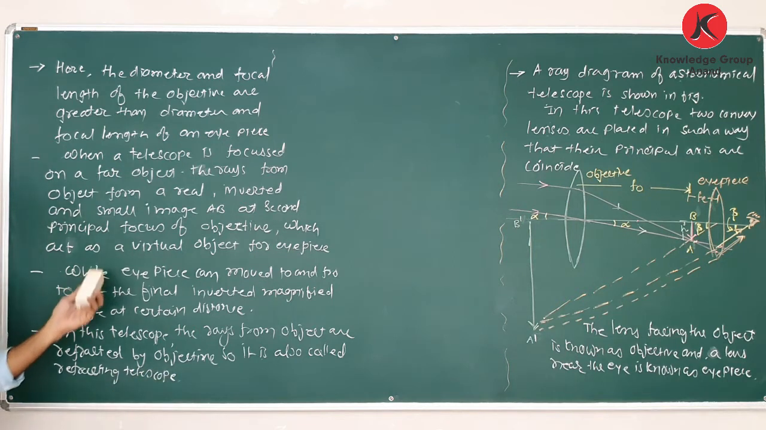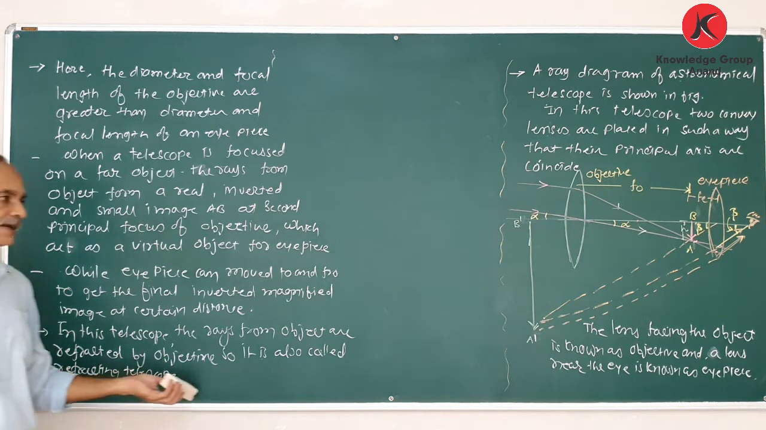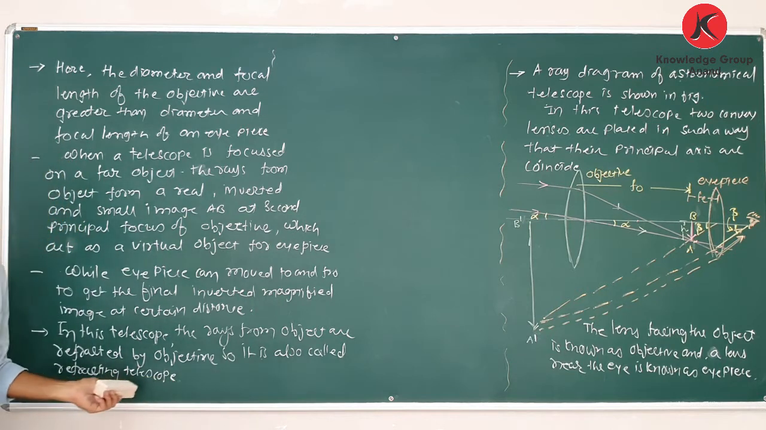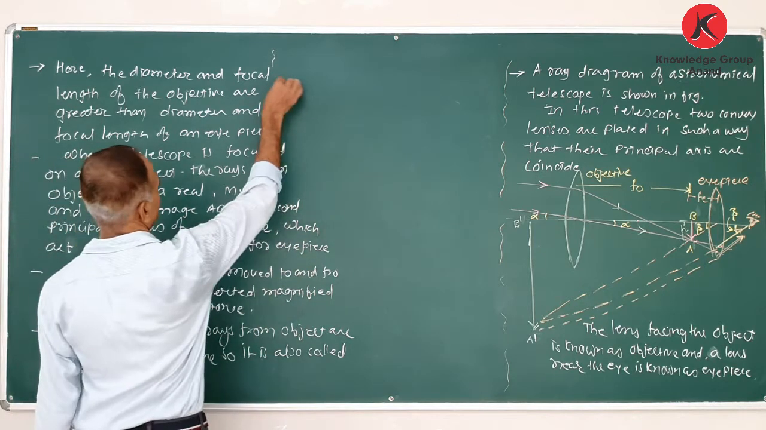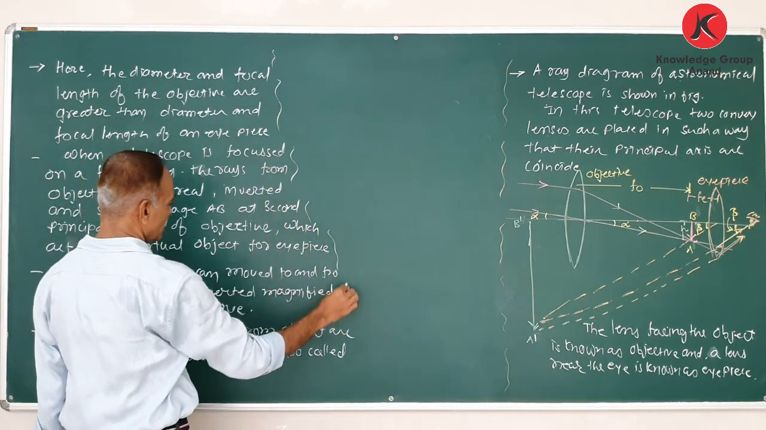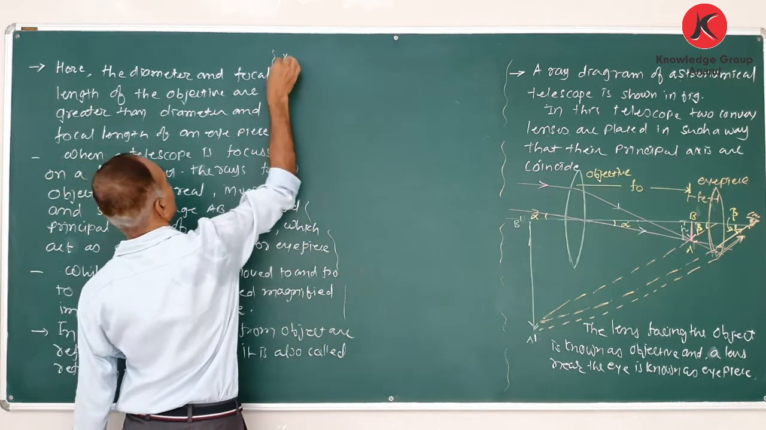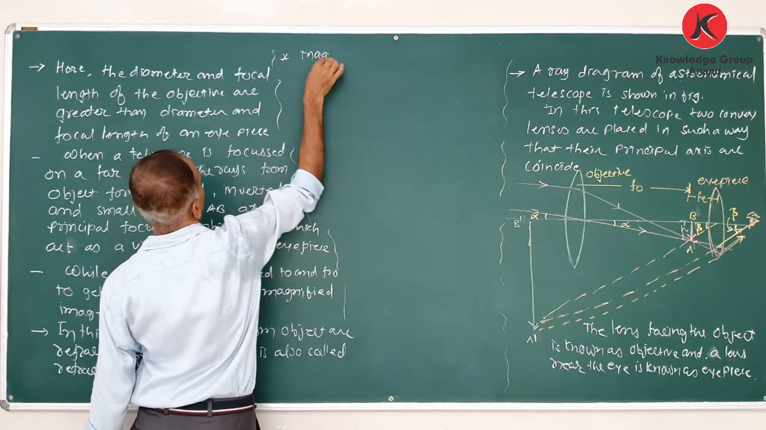Actually, in the astronomical telescope, the rays coming from the far object are parallel. These rays are refracted by the objective lens. Now we are going to discuss the magnification of a telescope.